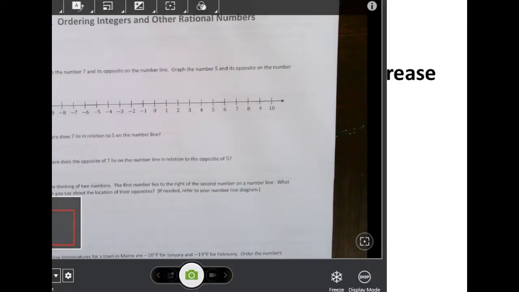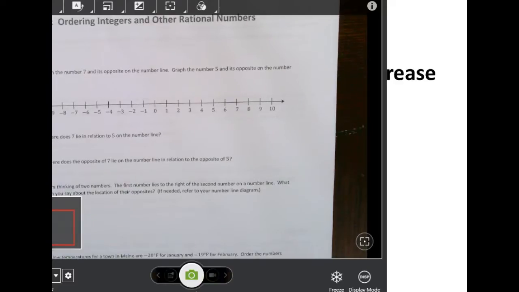Let's begin with our exercises on page S.24. Let's look at exercise 1. Letter A says, graph the number 7 and its opposite on the number line. Graph the number 5 and its opposite on the number line.